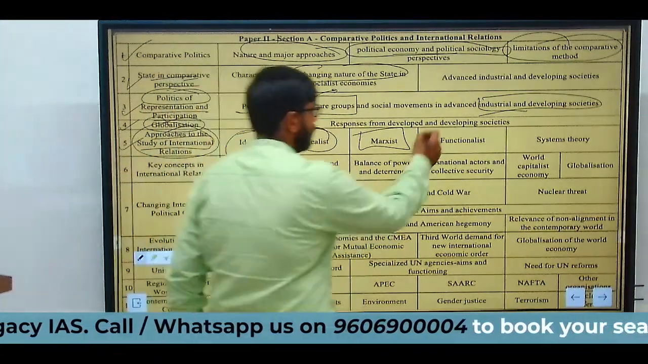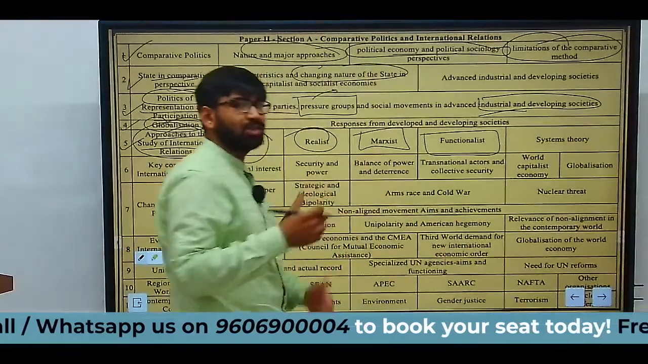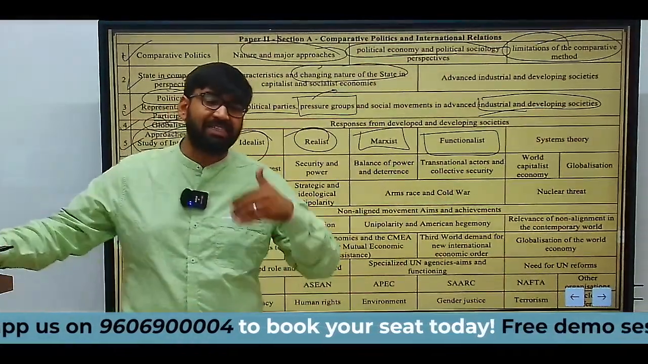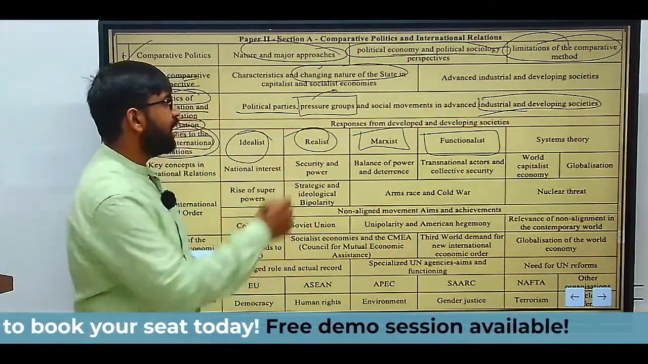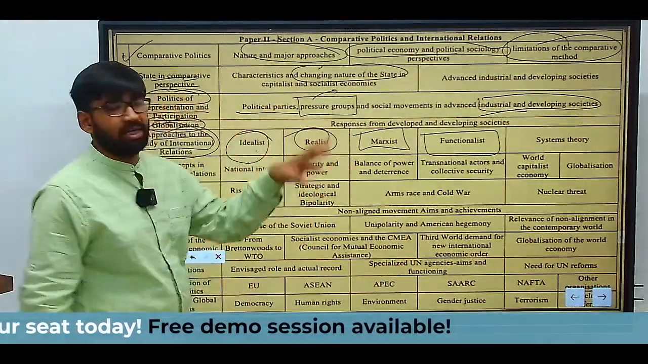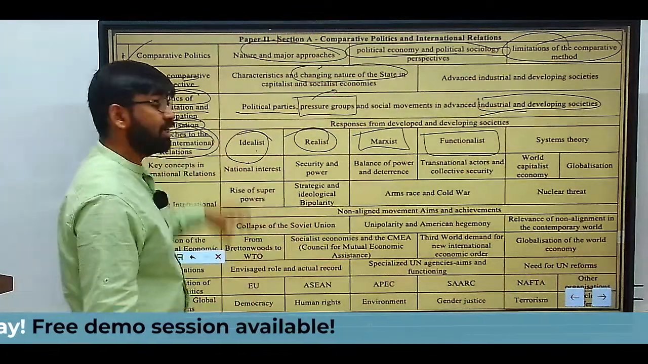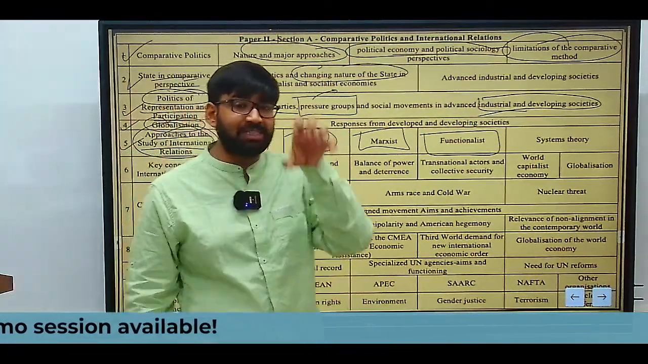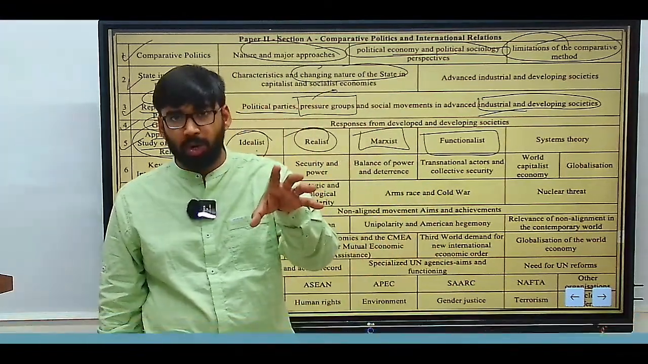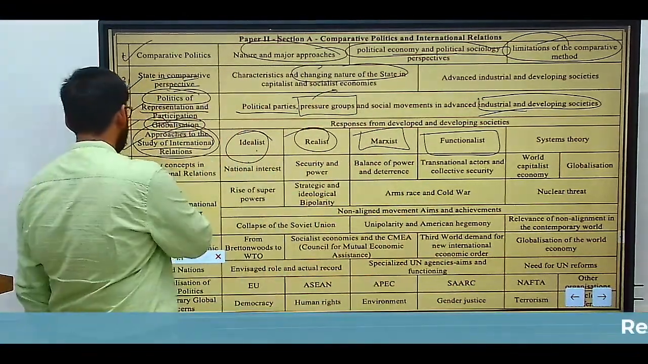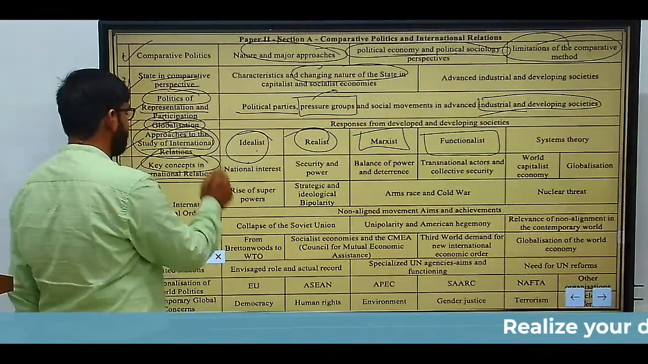Clear? Then the functionalist system, okay. Functionalist systems are based on different structures and different functions, and then there is system theory. These theories we are going to discuss. They will help you in understanding the newspaper as well as the current things going on in the world. Then chapter 6, key concepts in international relations.